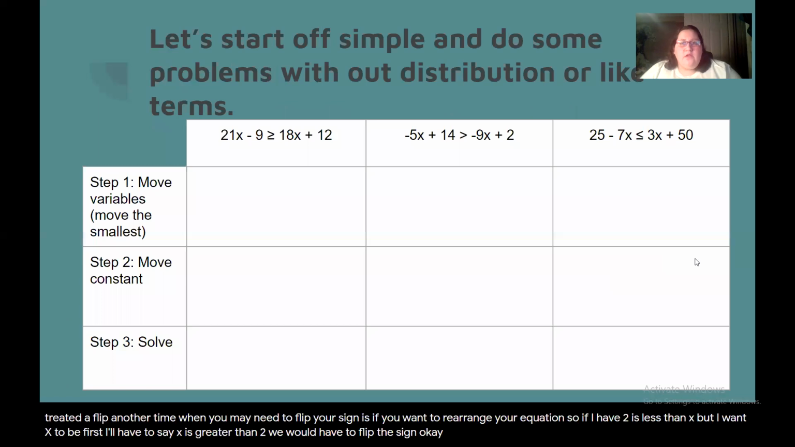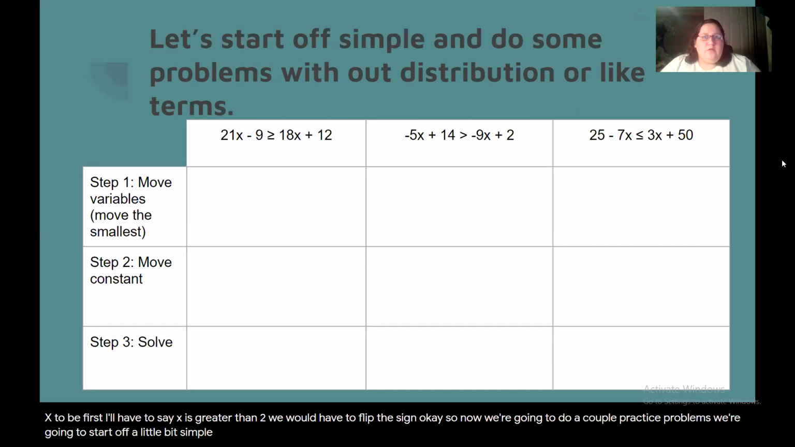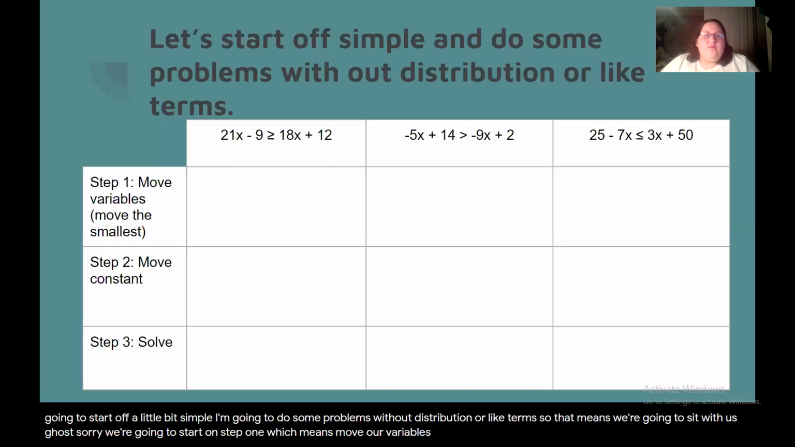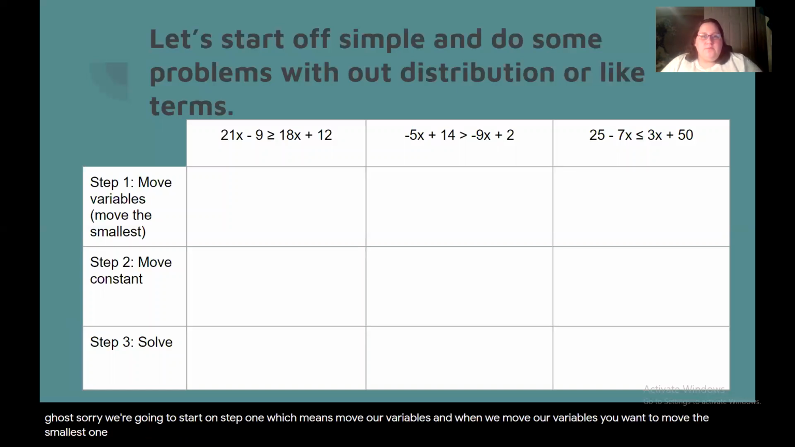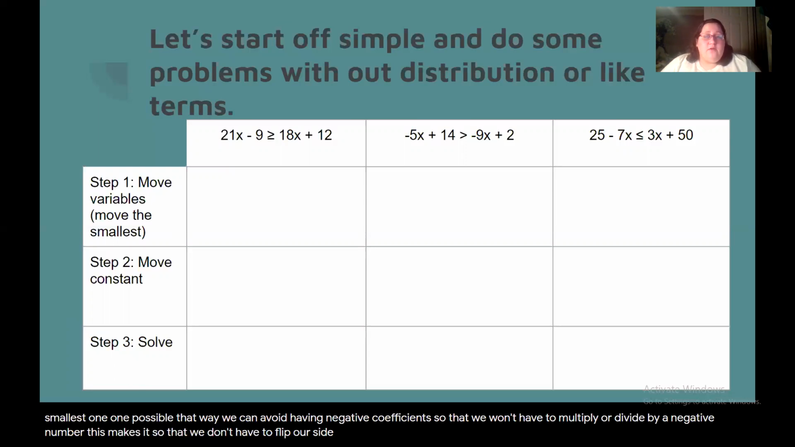Okay. So now we're going to do a couple practice problems. We're going to start off a little bit simple, and we're going to do some problems without distribution or like terms. That means we're going to start on step 1, which means move our variables. And when we move our variables, we want to move the smallest one when possible. That way we can avoid having negative coefficients so that we won't have to multiply or divide by a negative number. This makes it so that we don't have to flip our sign or remember flipping our sign. So as long as we move the smallest variable, we're going to avoid having to flip the sign when multiplying or dividing by a negative number.